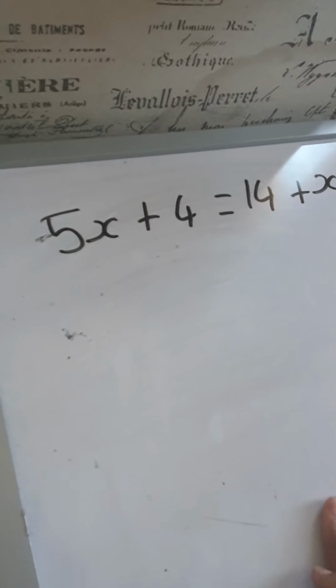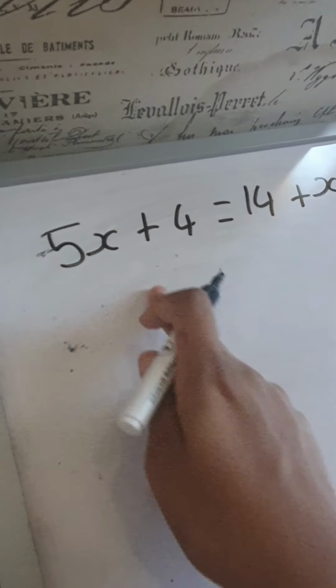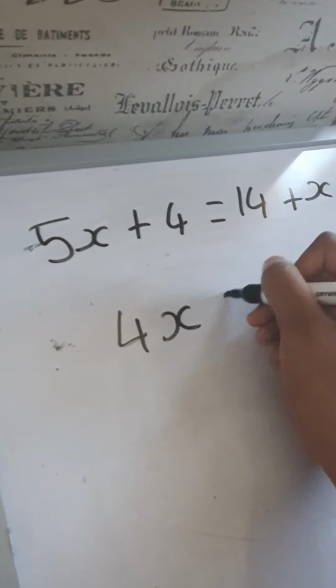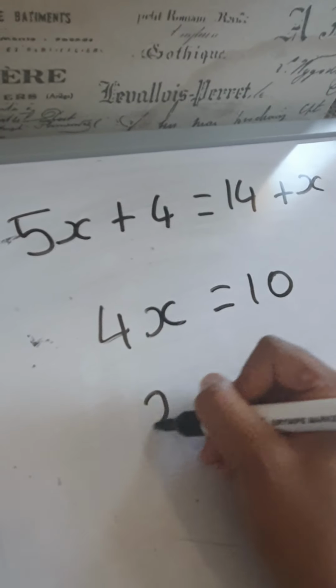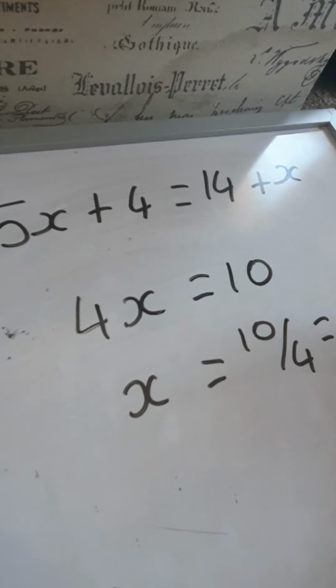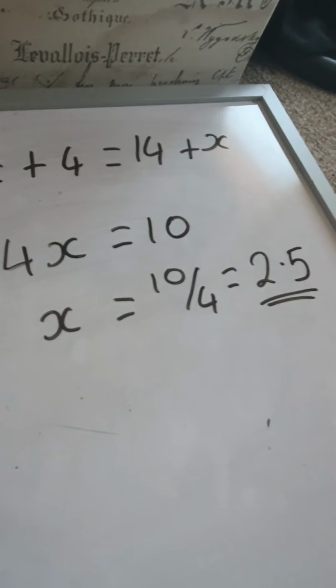At this point, I'm now going to go through it a little bit quicker so you can just see it in more than one step. So if I did all the x's over here and all the numbers over here, I would have 4x equals 10. So that means x equals 10 over 4, which equals 2.5. None of these were whole numbers. Why didn't I give you any nice numbers?